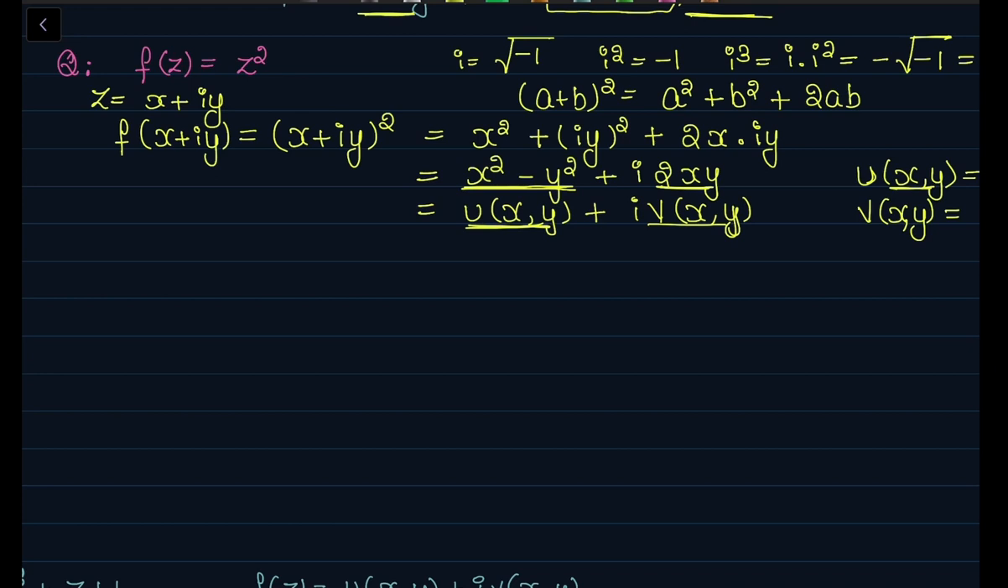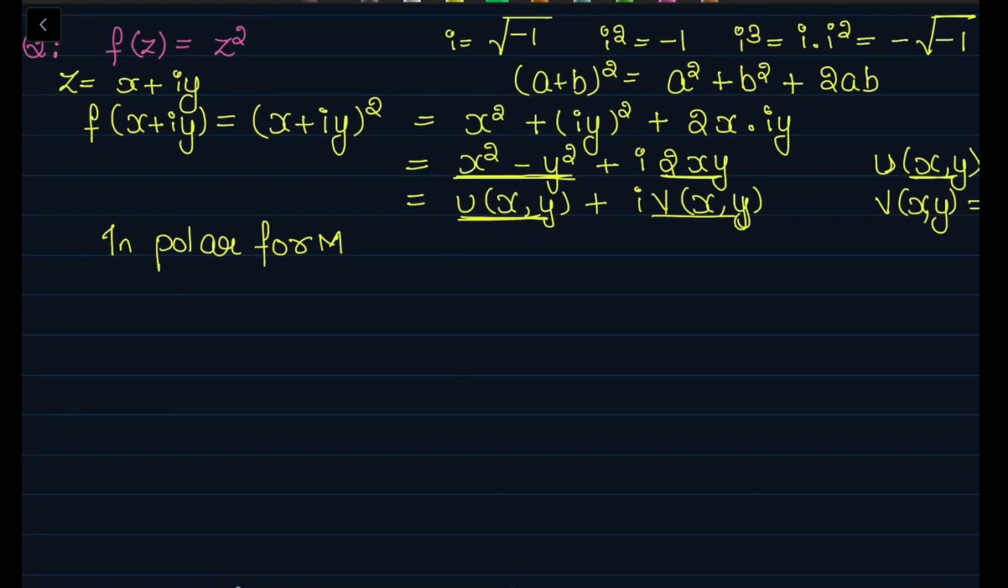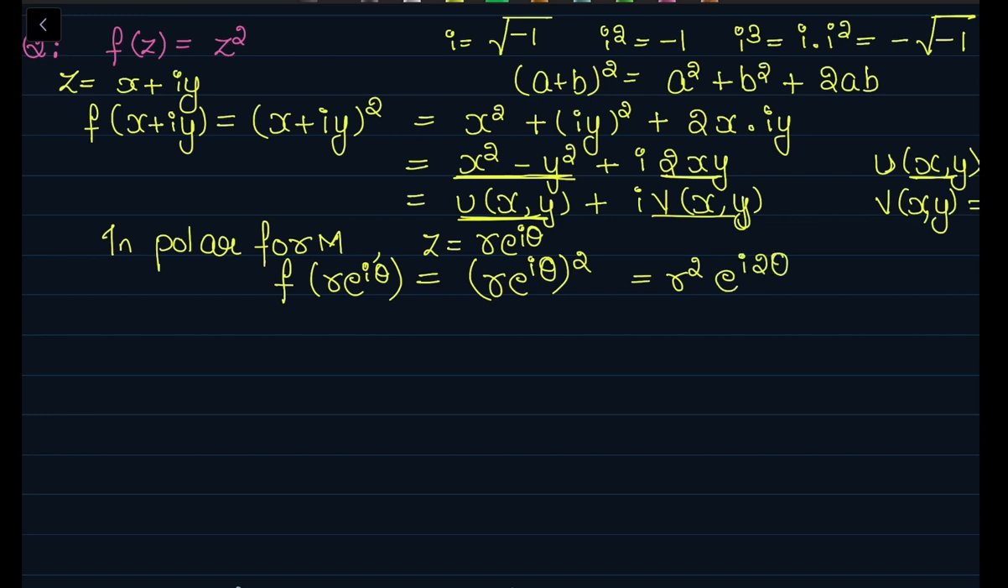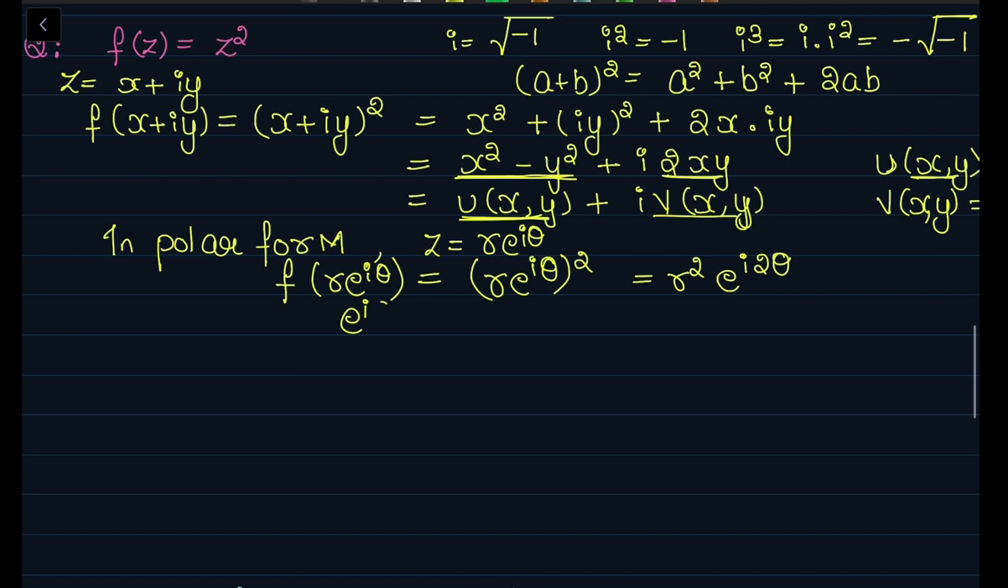Now if we want to find it in the polar form, so in the polar form we know we have the form z is equal to r e raised to the power iota theta. So just put this value of z, that is r e raised to the power iota theta, and it will be whole square, because we have z square. Now open this, you will get r square e raised to the power iota 2 theta. Now put the value of e raised to the power iota theta, which is cos theta plus iota sin theta.